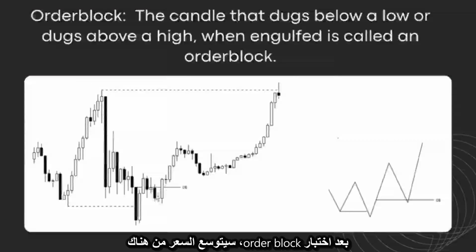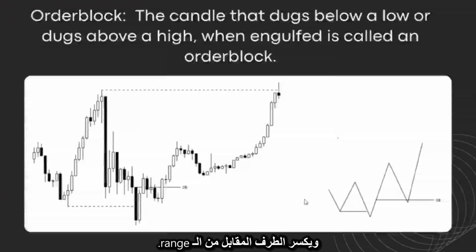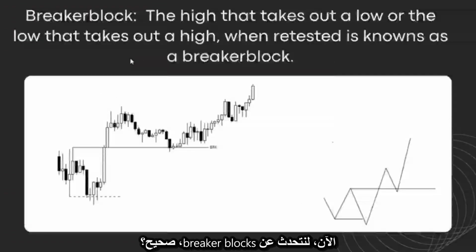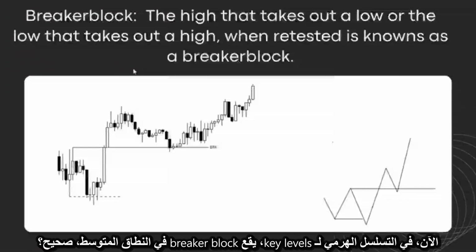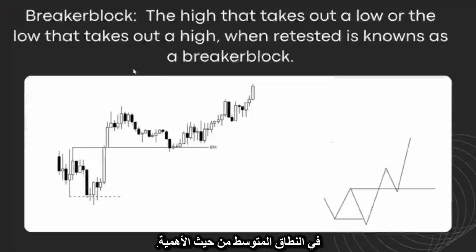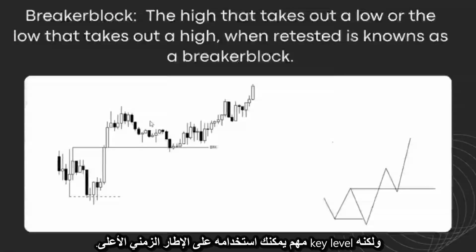After an order block is tested, price is going to expand from there and take out the opposing end of the range. Now let's discuss breaker blocks, right? So the definition of a breaker block is the following: the high that takes out a low, or the low that takes out a high, when broken and retested, is known as a breaker block. Now in the hierarchy of key levels, a breaker block is in the mid range, right?